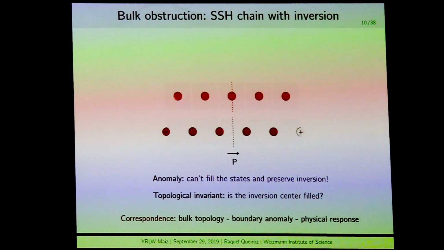So there's this very nice correspondence in a bulk obstruction, which is a bulk topological invariant. What is the boundary anomaly?